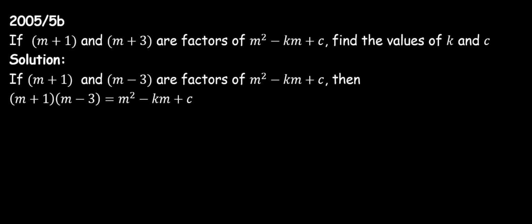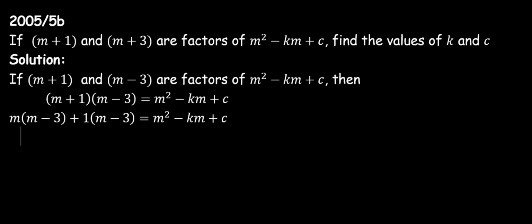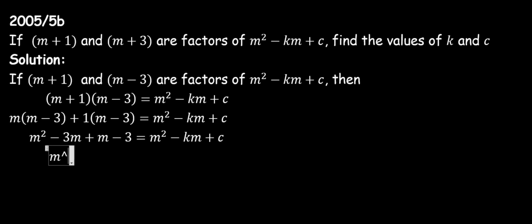Expanding the left hand side, we have m into (m minus 3) plus 1 into (m minus 3), which will be equals to m squared minus km plus c. And when we open up our bracket, we have m squared minus 3m plus m minus 3 will be equals to m squared minus km plus c. Simplify further, we have m squared minus 2m minus 3 will be equals to m squared minus km plus c.